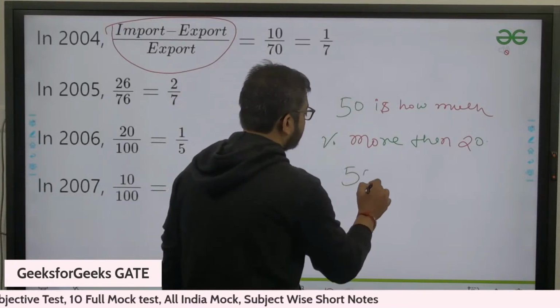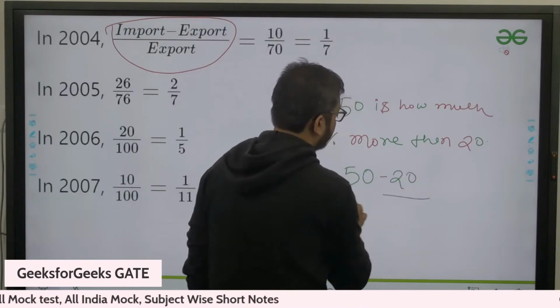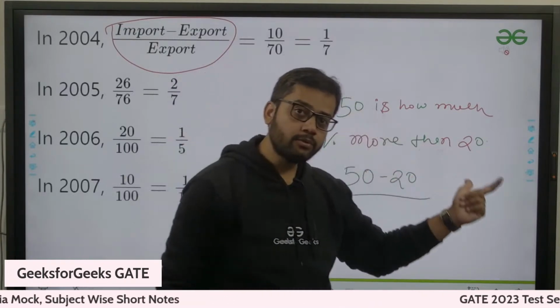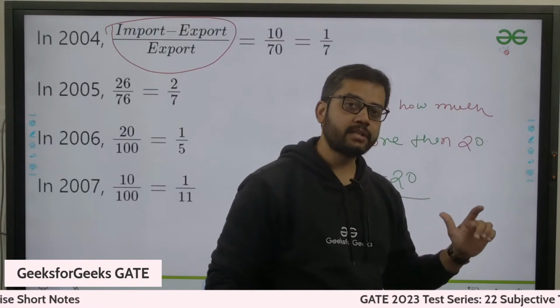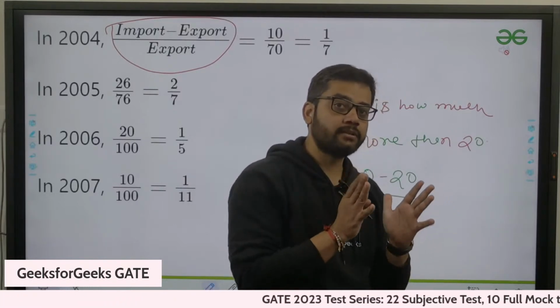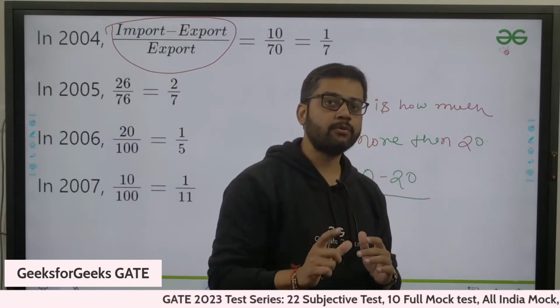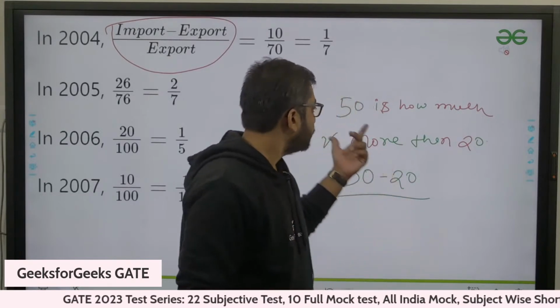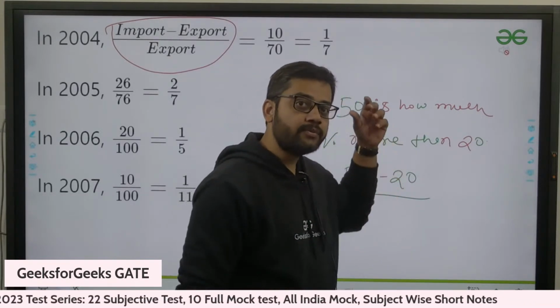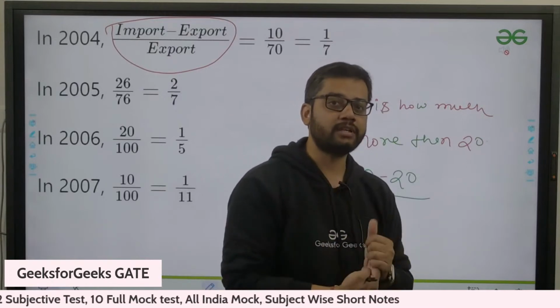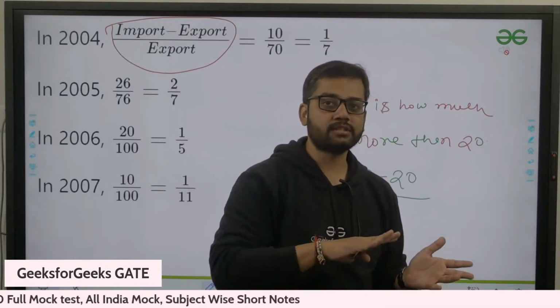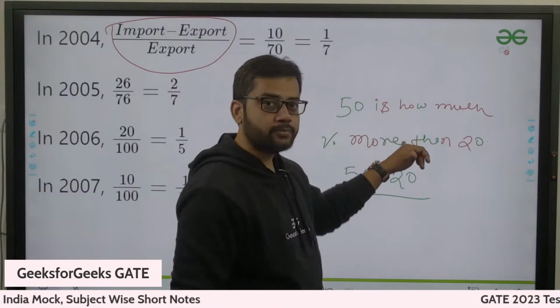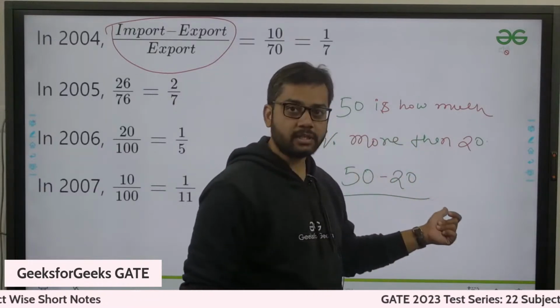50 minus 20, because we are talking about more or less. It means there will definitely be a difference there. If I'm talking about more and less, there is a difference. 50 is how much more than 20 means 50 is more. How can we understand this? Once we do the subtraction part. So 50 is how much more than 20 means 50 minus 20.